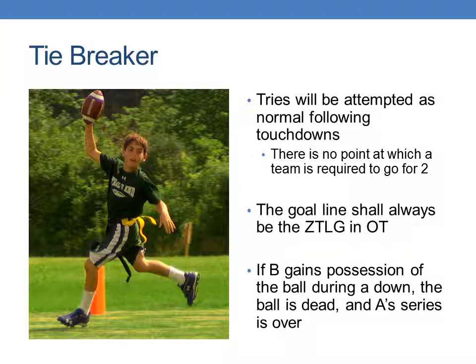Additionally, if B gains possession of the ball during any down, the ball is dead and A's series is over. This means that Team B cannot return an interception or a fumble recovery for a touchdown. So as soon as B gains possession of the ball, the play is over.